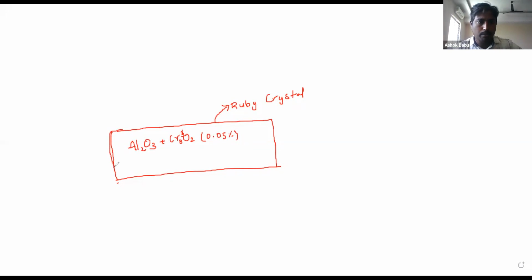The two ends of the ruby crystal are silvered. These two ends act as a resonant cavity. One end is fully silvered, while the other end is partially silvered, meaning 95% silver.